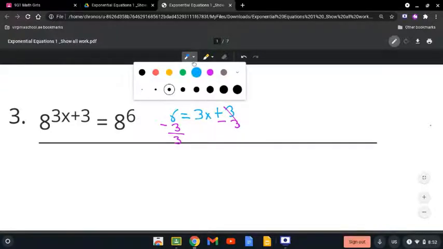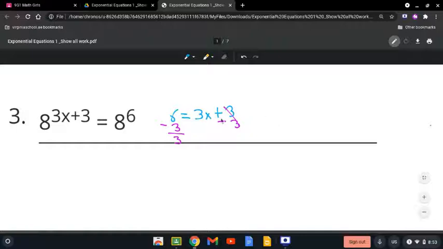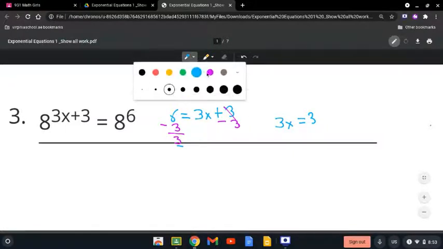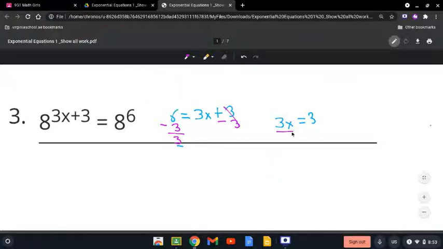We're still not done yet. Again, we're going to write 3x equals the answer, which is 3. So we're going to write 3x equals 3. And then we want to divide both sides by 3. We're doing this because we want to leave x alone to find the value of it. So now x equals 1.